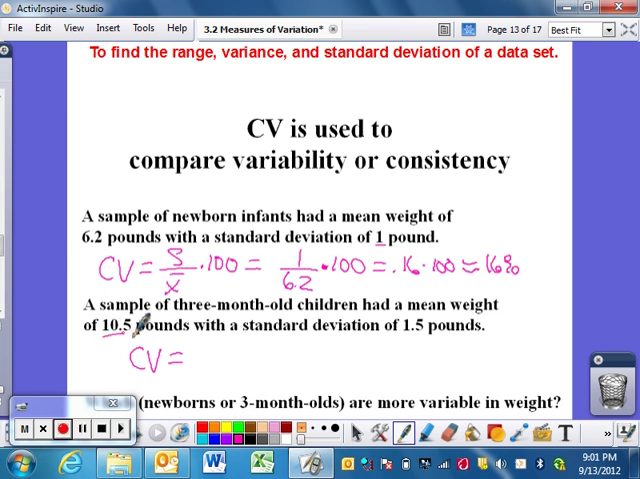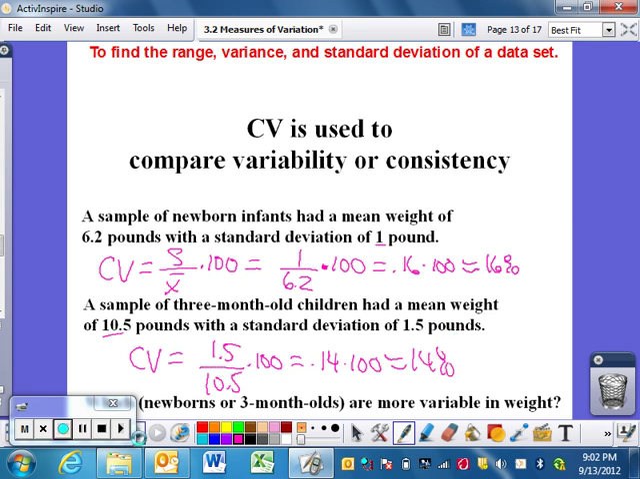So the average is 10.5, standard deviation of 1.5. So 1.5 over 10.5 times 100. If you do the math, 1.5 divided by 10.5, that ends up being 0.14 about, times 100, so approximately 14%.